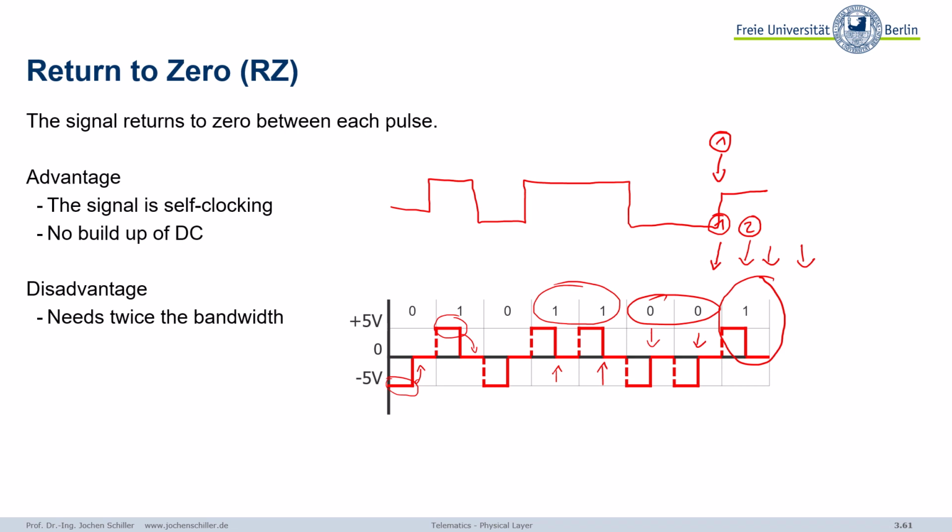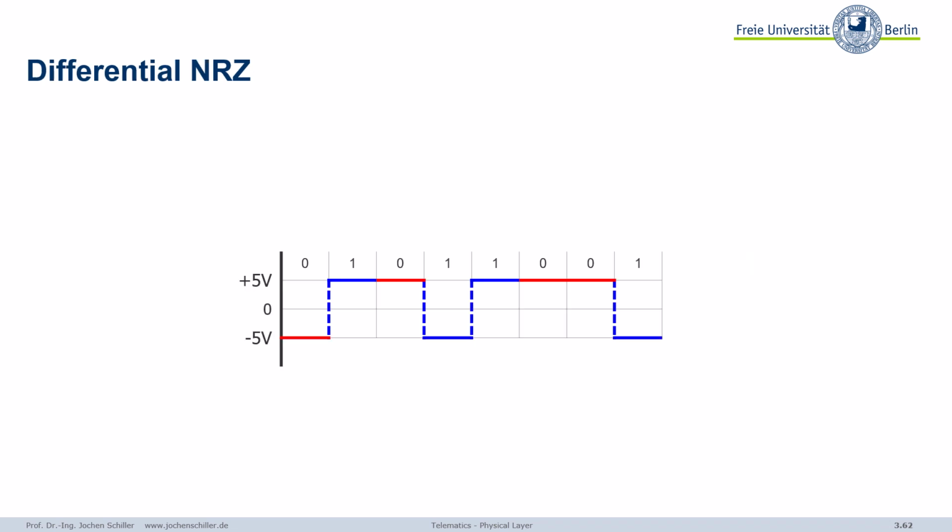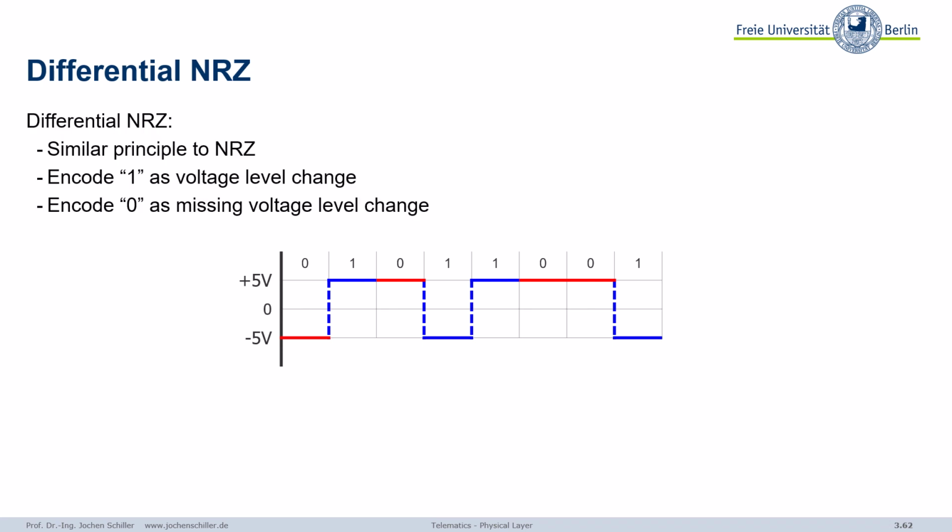Okay, we'll come back to this problem. So return to 0 has a problem. There are many more ways of doing this. I'll just give you some examples. For example, differential non-return to 0, similar in principle to non-return to 0.